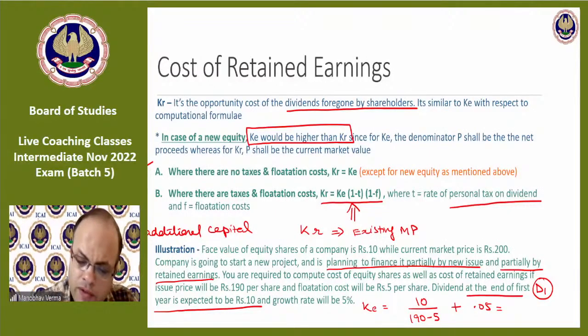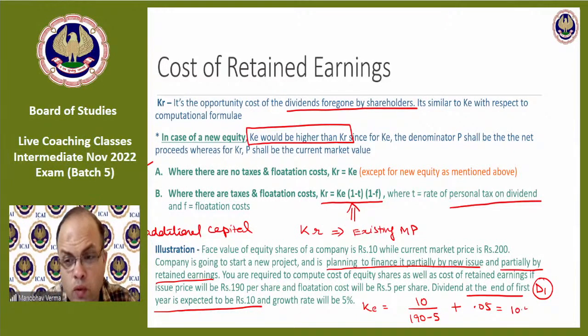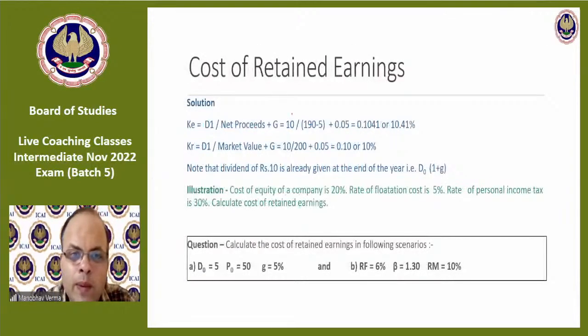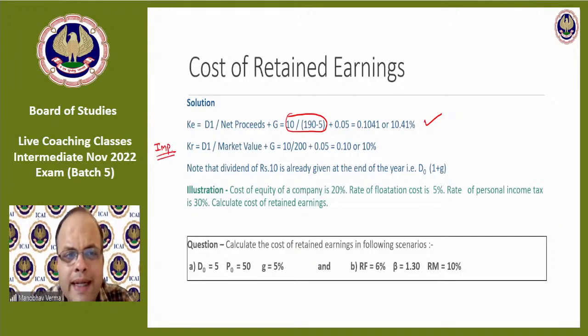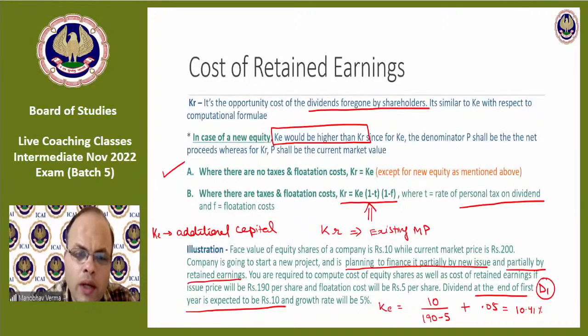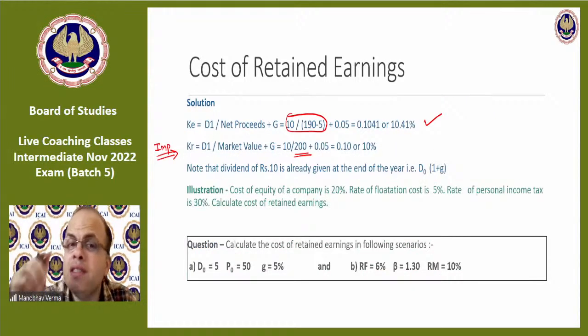In the meantime, a lot of students have given me an answer of 10.41%, which is looking good to me. So what we are looking at is D1 upon P0, where we are using the net proceeds. So we are looking at 10.41. But my point is, look at this. For cost of retained earnings, we are using the existing equity because in the question, in the first line itself, we are talking about the 200 value, that is the current market price. So KR is equal to 10%, but KE is the cost for the new equity, guys. I hope this makes sense.